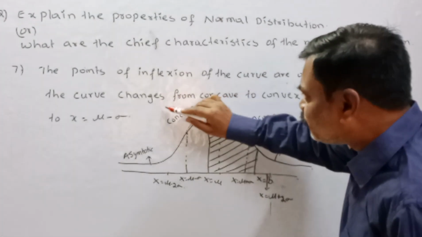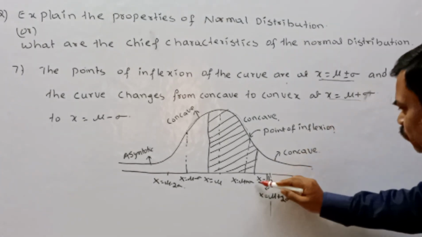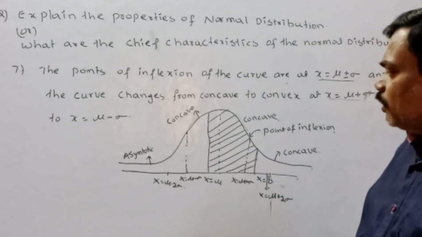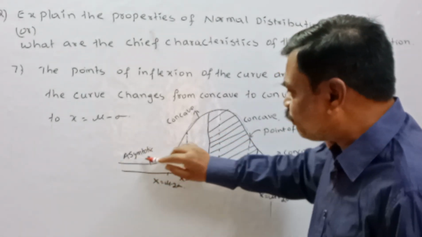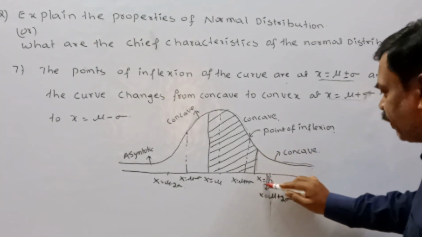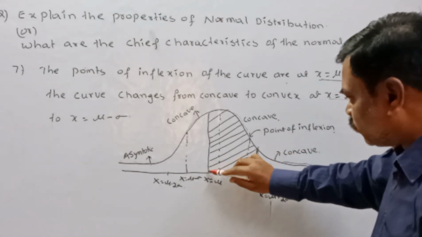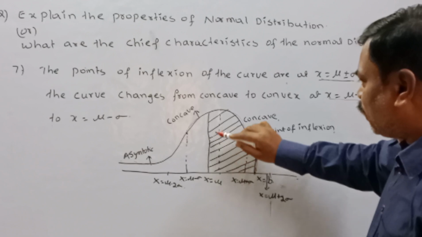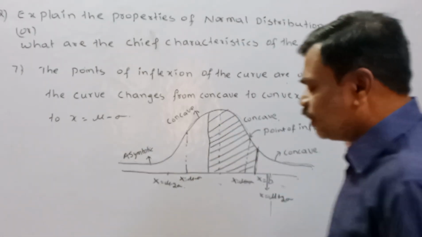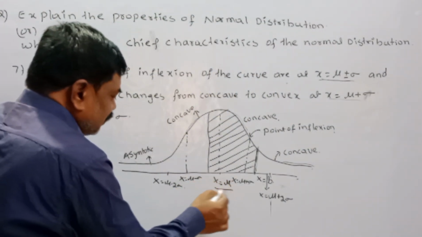So these are the points of inflection of the curve at x equal to mu plus or minus sigma. The curve changes from concave to convex at x equal to mu plus sigma and x equal to mu minus sigma. So this is the asymptotic part of the curve. And this is the line x equal to mu, parallel to the y-axis. The curve is symmetrical about x equal to mu.